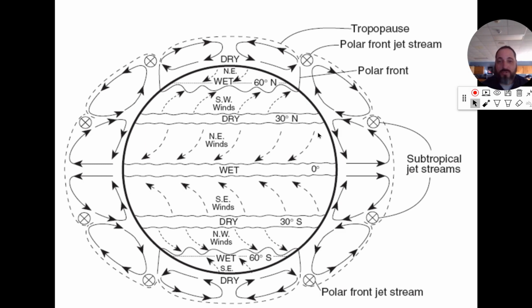These are high pressure areas. And you can see they kind of alternate as we go north and south of the equator. We've got a wet area right here at the equator, then dry at 30, then wet at 60, and then dry again here at the pole at 90. And the same thing happens on the southern hemisphere, right? We've got wet at 0, then dry at 30 degrees south, then wet at 60 degrees south, and then dry again at 90 degrees south. And that all has to do with the fact that the angle of insolation is changing as we move over the surface of the Earth.